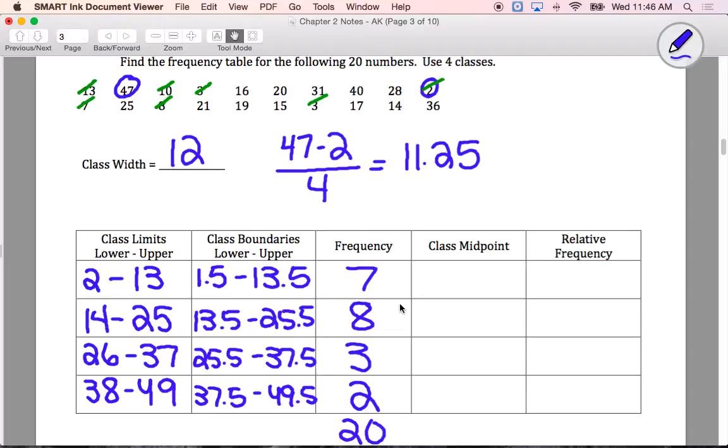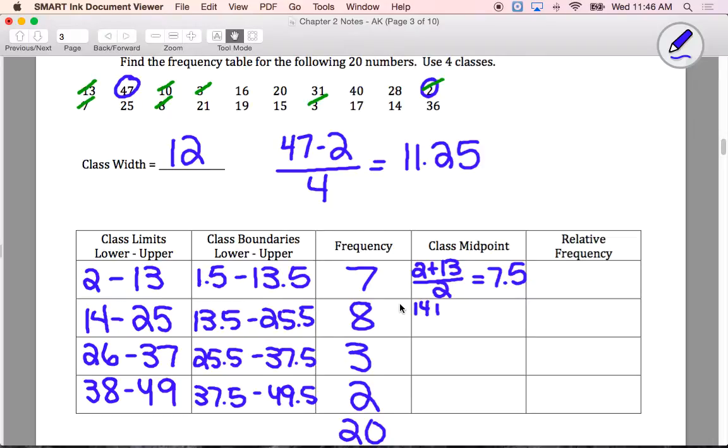Your midpoint. When you find your midpoint, you have to take the lowest of your class limits plus the highest of the class limits and divide by 2 every time. So we're going to take 2 plus 13 and divide it by 2. It is okay if you have a midpoint that is a decimal. So I should have 7.5. Now when you type that into your calculator, actually do 2 plus 13, hit enter, then hit divide by 2.